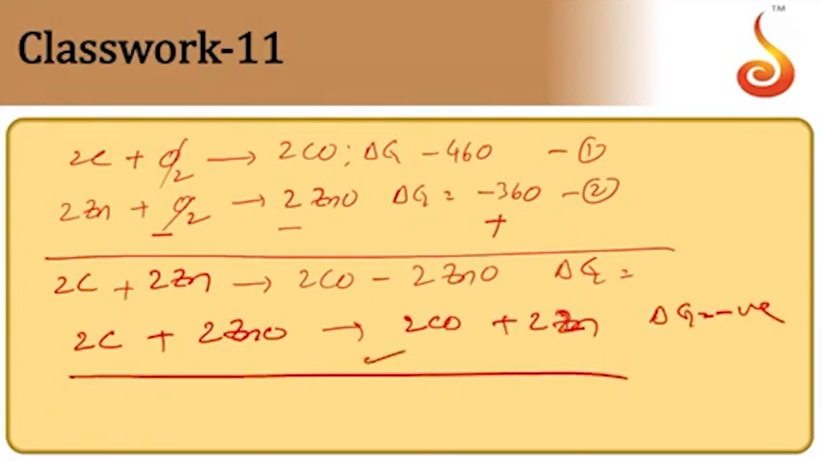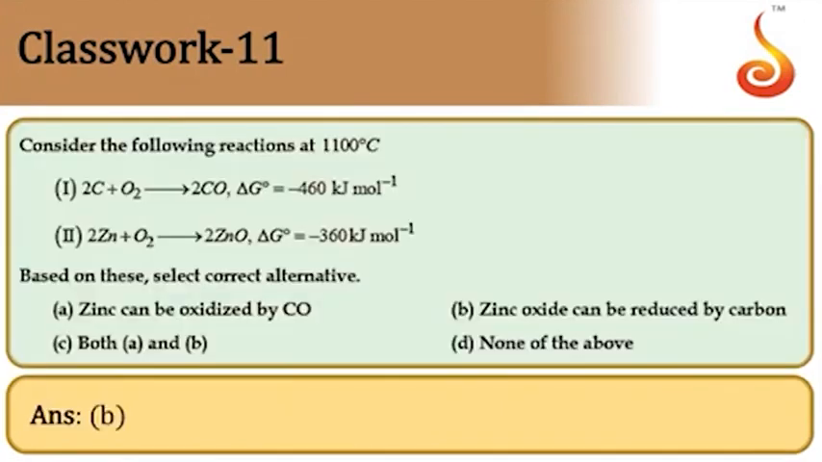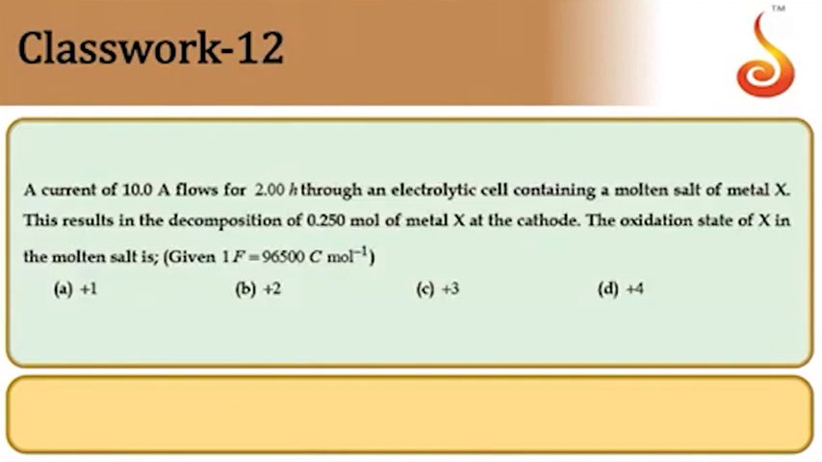Means this reaction takes place. That implies carbon can be used as a reducing agent for zinc oxide to get the zinc from that. So carbon can be used as a reducing agent to reduce zinc oxide to zinc. So the answer must be option B: zinc oxide can be reduced by carbon. What we have done is subtract equation 1 minus 2, because 1 minus 2 gives a negative value of delta G, implies spontaneous reaction.